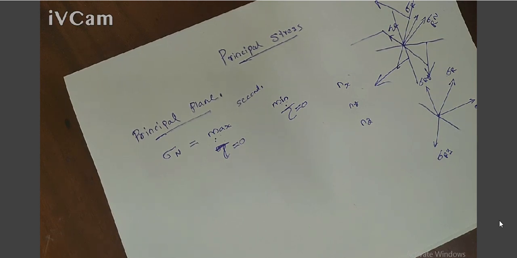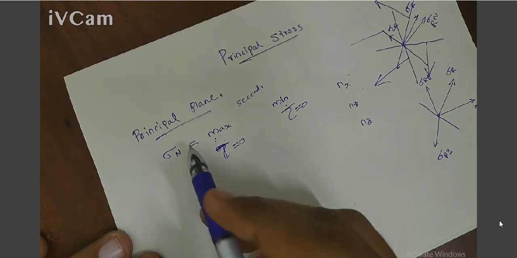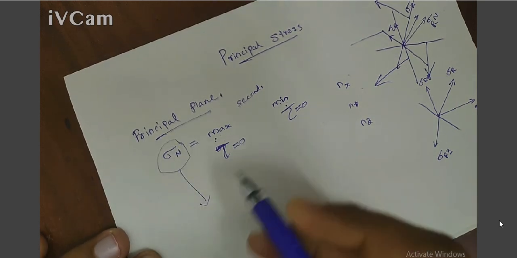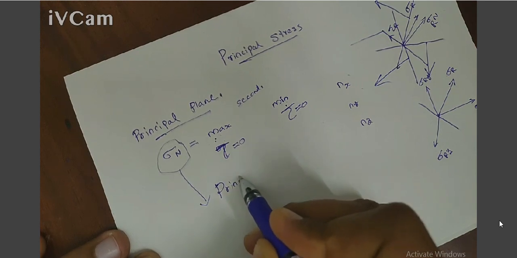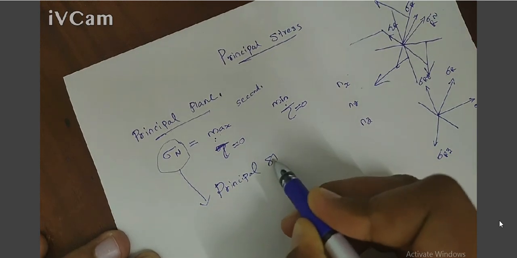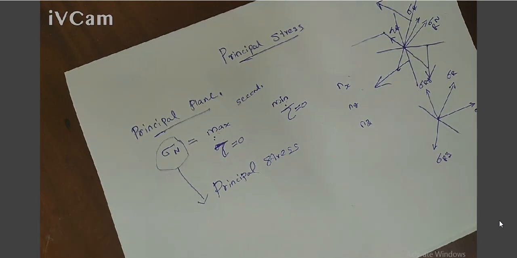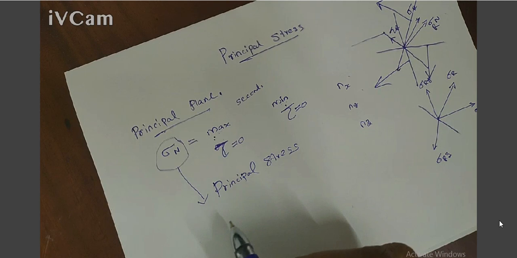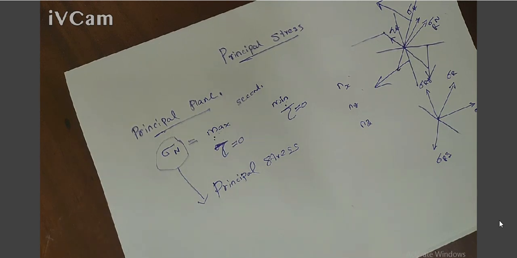So we can say the plane on which the stress vector is wholly normal is called principal plane, and the corresponding stress is called principal stress. So the corresponding normal stress acting on a principal plane is called principal stress. And the corresponding shear stress is equal to 0.